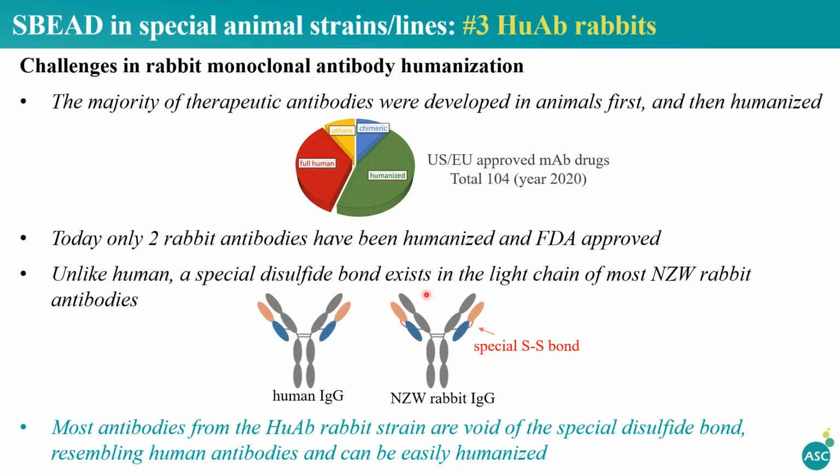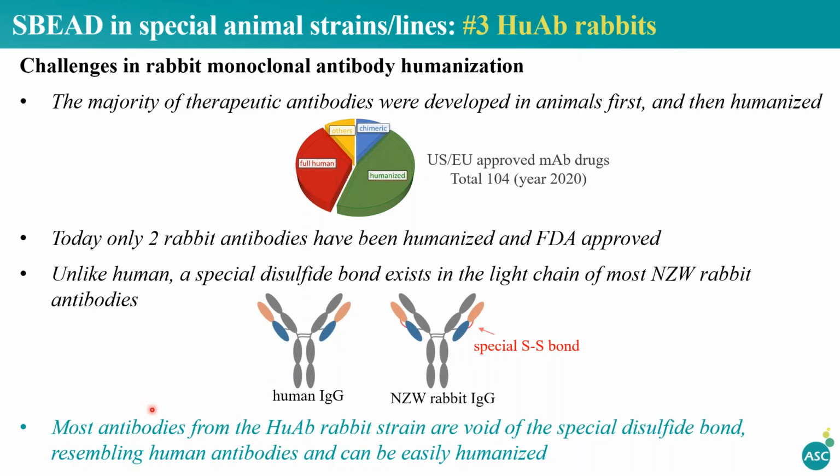In most antibodies from regular rabbits, the light chain has a special disulfide bond connecting the variable domain and the constant domain. But this special disulfide bond does not exist in human antibodies. When the rabbit antibody is humanized, this disulfide bond is lost, which often leads to disruption of the rabbit antibody structure and loss of antigen binding affinity.